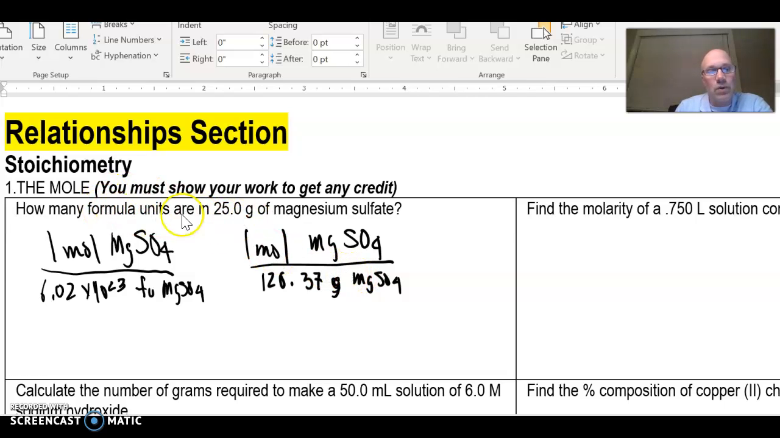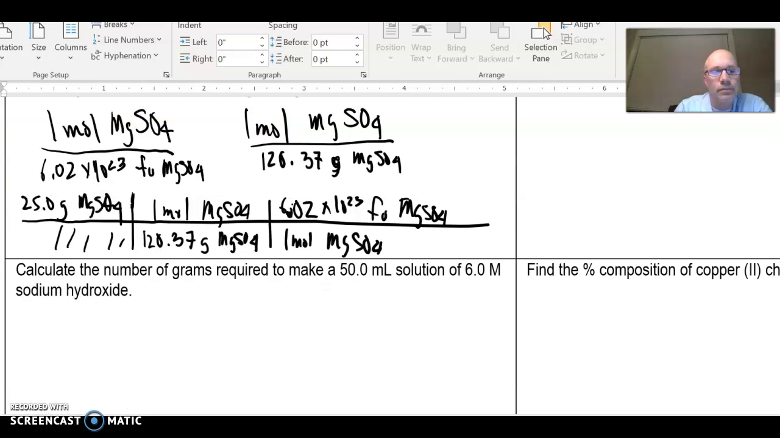So taking a look at this question, we can see that we would actually have to use both of these relationships. And that would be done by first using this relationship right here, converting grams to moles, and then using this relationship right here, converting moles to formula units. All right, notice the diagonally matching units in the crossbar.